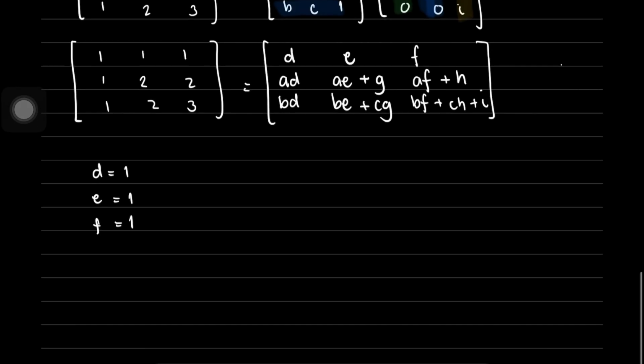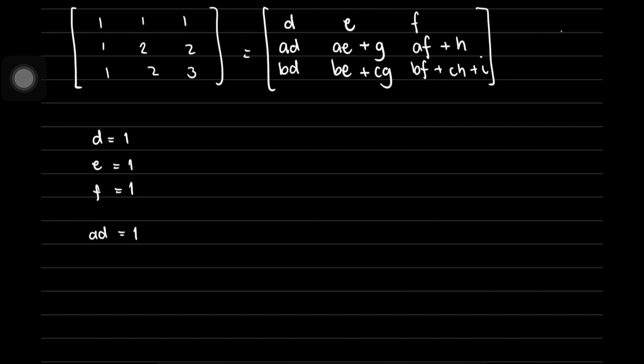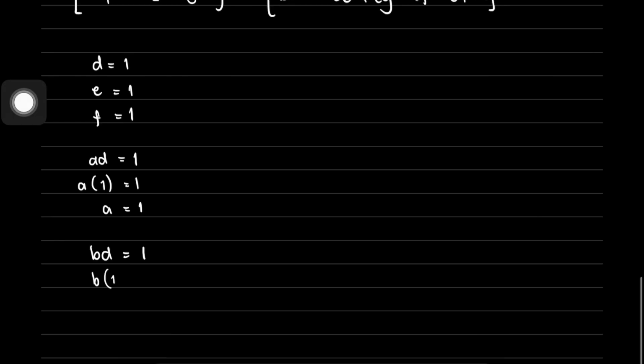Now, for the first column, we're going to use AD equal to 1 because this element corresponds to this element. So that's equal to A times D equals 1. And since D equals 1, this would now be A times 1 equals 1, or A is basically equal to 1 as well. So for BD, that's equal to 1. And since D is also equal to 1, B multiplied by 1 is equal to 1 as well. So B is equal to 1 as well.